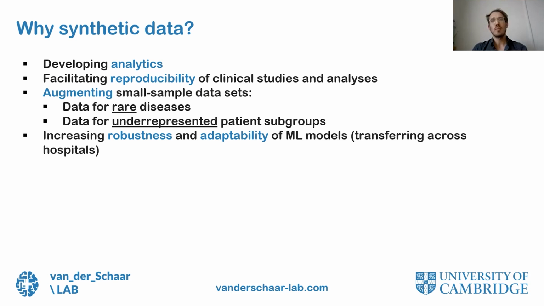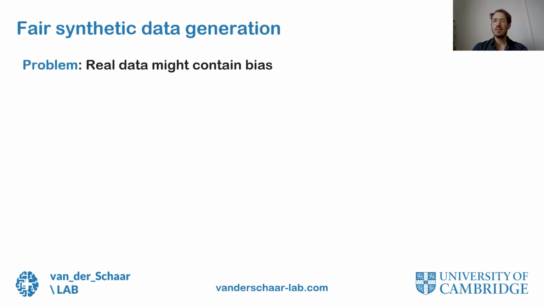However, today I'm going to talk about something else, and that is to generate fair data based on unfair data. Here the idea is as follows. The problem is that real data might actually contain bias. For example, if you look at loan application data, there might be bias between ethnicity and whether someone gets a loan. And if you want to publish your data, you don't want this bias to be in there. So the aim is to create fair synthetic data based on this real unfair data.